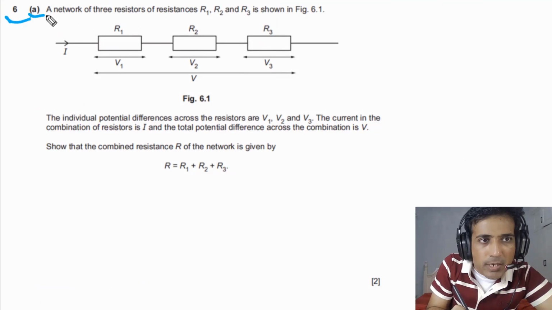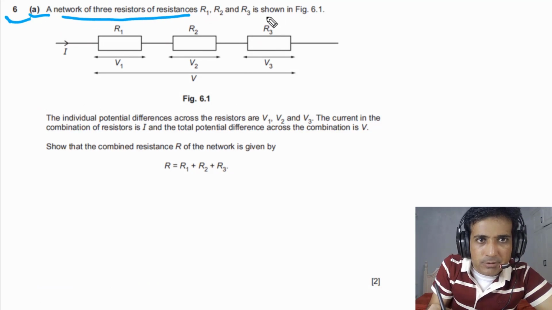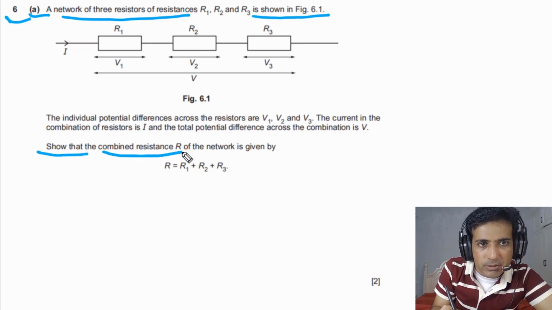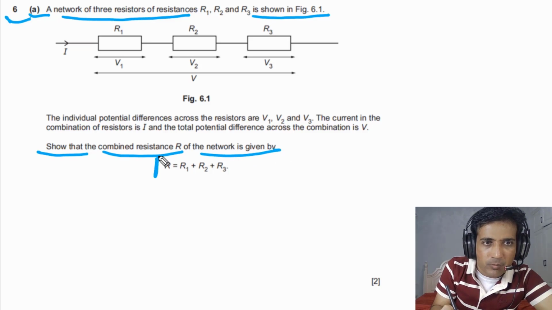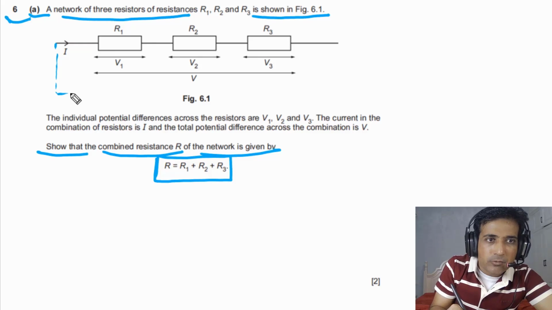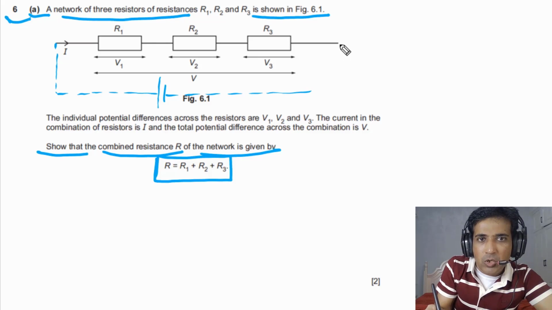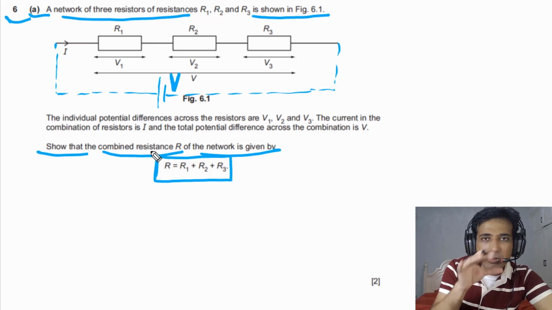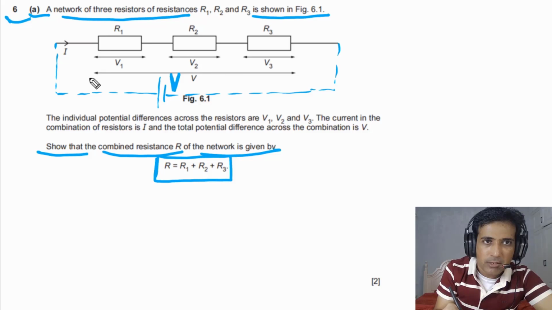For question number 6, part A, we have a network of resistors as shown in figure 6.1. For this question, we need to show that the combined resistance capital R of the network is given by this equation. Simply, we need to find the total resistance. In order to understand this question in a better way, we can also imagine a power supply connected across this network, and the potential difference across the terminals of this power supply, imagine that this is equal to V. Meaning the potential difference across the terminals of the power supply is equal to the potential difference across this network of resistors.